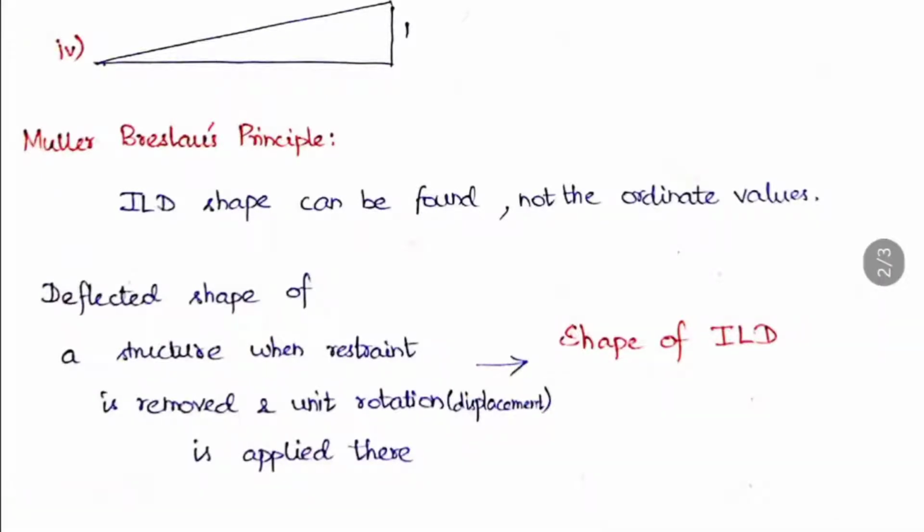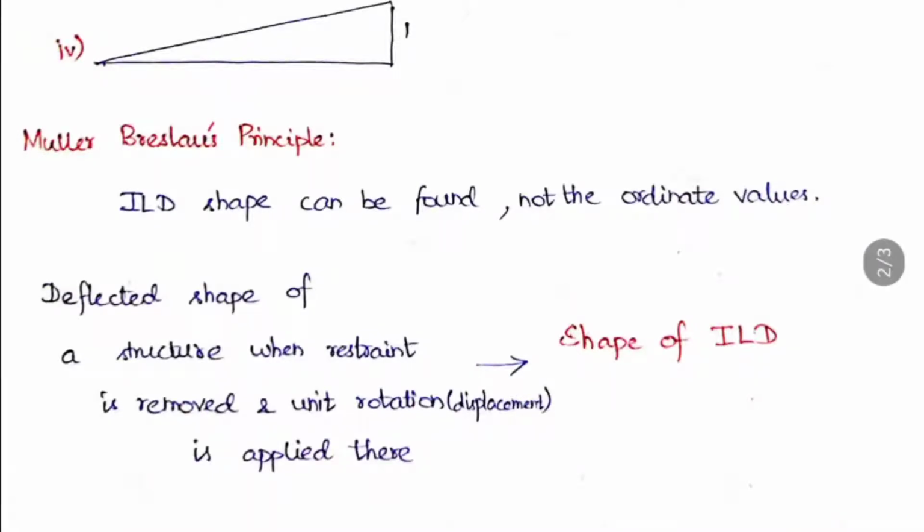This is used to create the ILD shape. In some questions they will be just asking you the shape of the ILD, not any values or bending moment, nothing. If that is the case, you can use this principle to find the shape of the ILD easily. But this will not give you the ordinate values, which we will be finding manually. With this method, only the shape alone we can find.